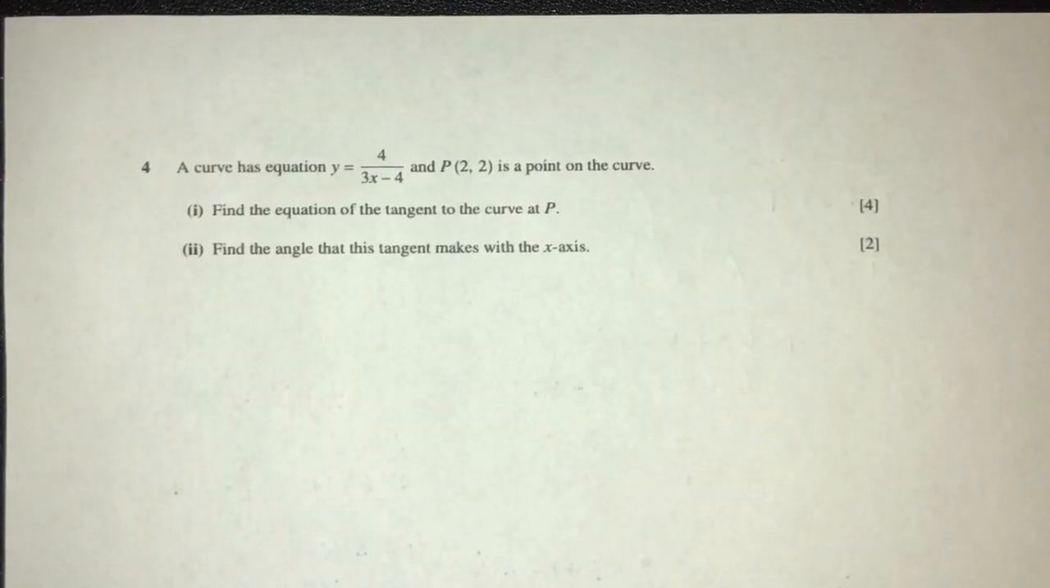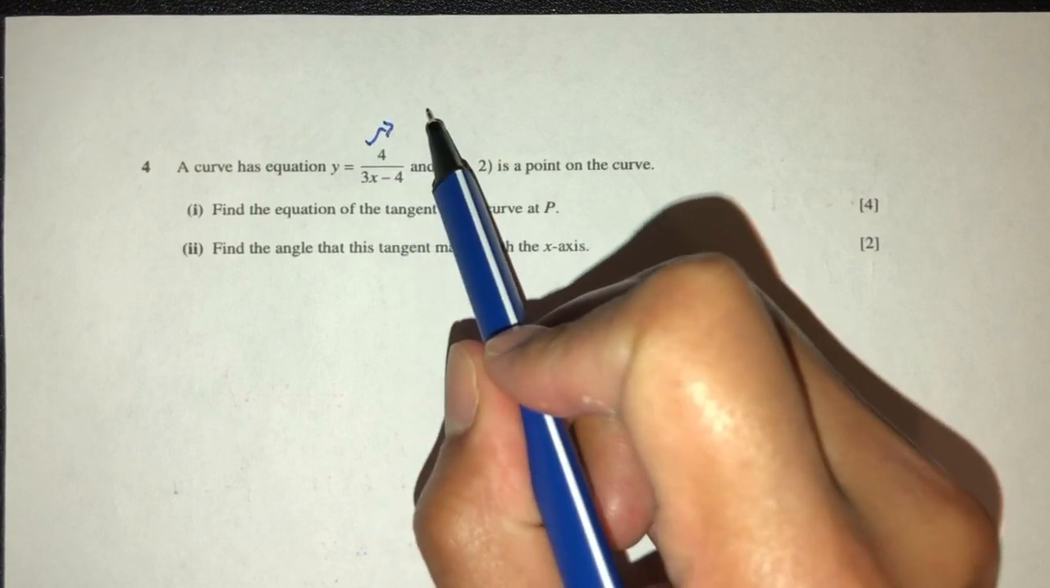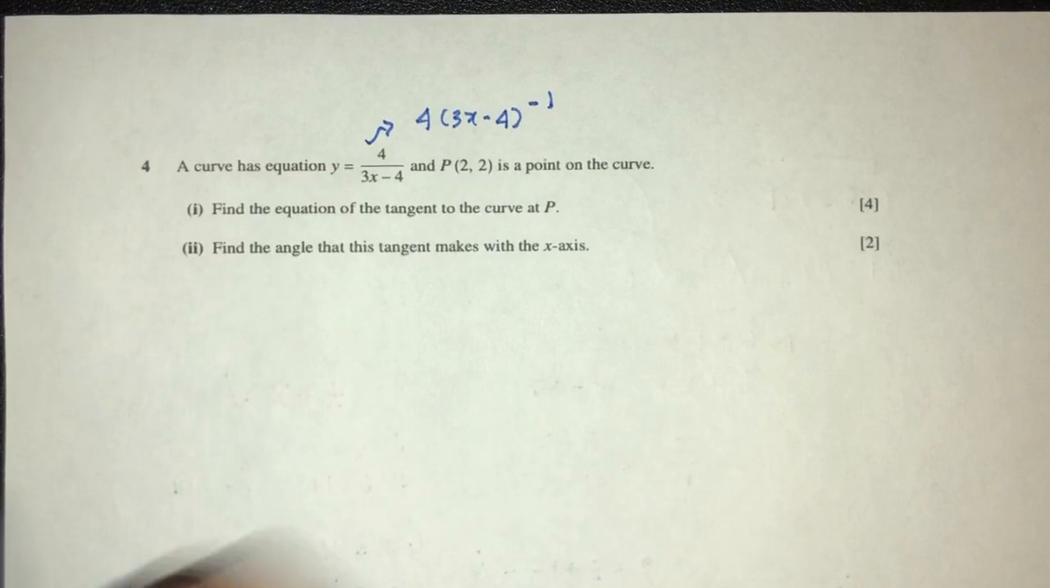Now let's move on to the next question. A curve of equation y, and P is a point on the curve. So we have a passing point and we have the equation of y. Now what is the first thing that I like to do? I always like to rewrite this equation. That could be written as 4 times (3x minus 4) to the power minus 1.